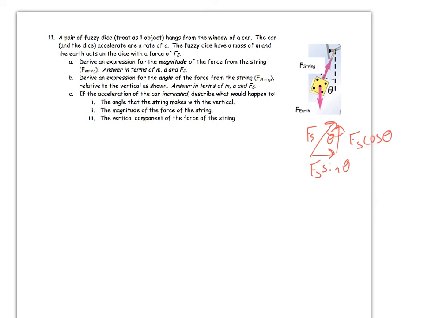The first thing we want to do is derive an expression for the magnitude of the force from the string. So as always, and we shouldn't even think twice about this at this point, I'm going to set up max and may. So in the x direction, I have Fs sine of theta, and that's going to be equal to the mass of these fuzzy dice times their acceleration, which I know actually is a. I'm told it's accelerating to the right at a rate of a.